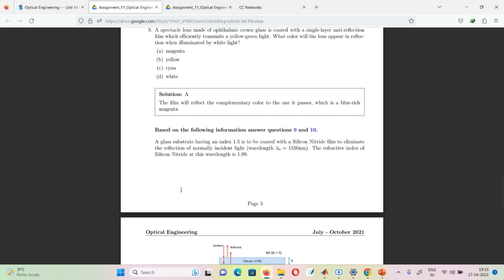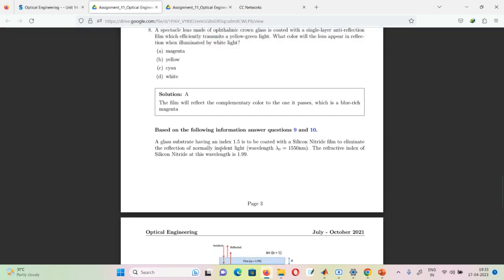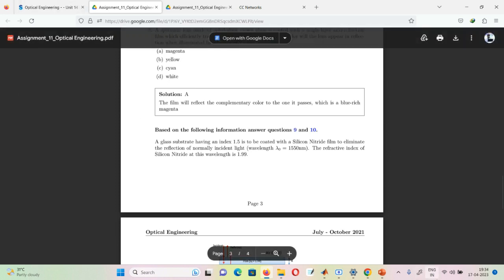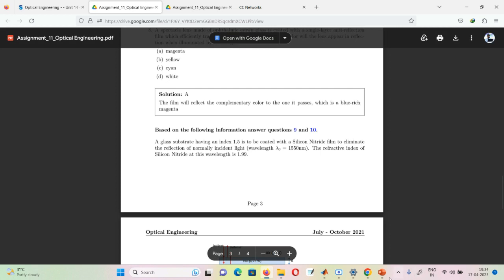Next, for the 9th and 10th question, a glass substrate having an index of 1.5 is to be coated with a silicon nitride film to eliminate the reflection of normally incident light of wavelength 1550 nanometer. The refractive index of silicon nitride at this wavelength is 1.99. Now, again, you have to apply your logic here.